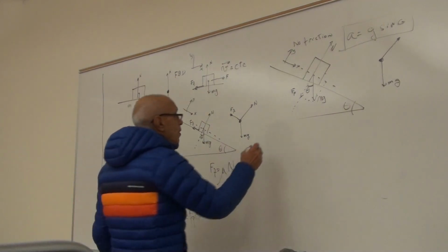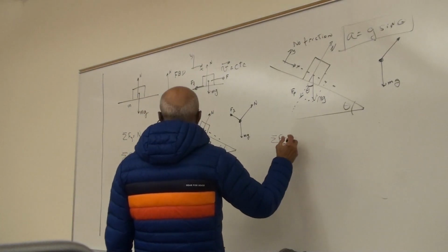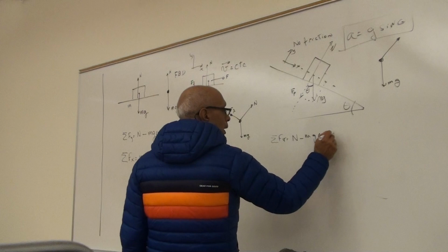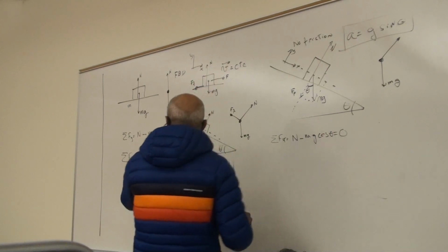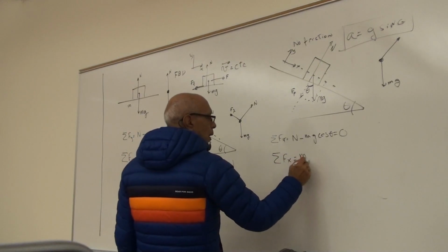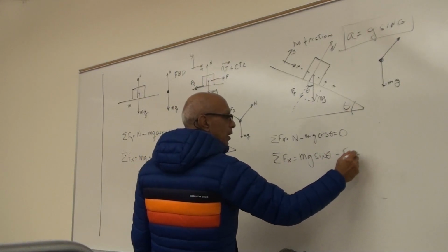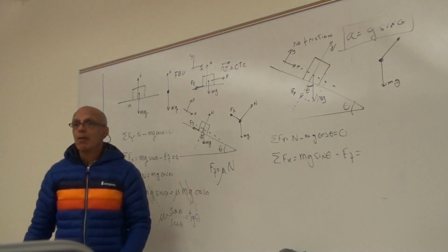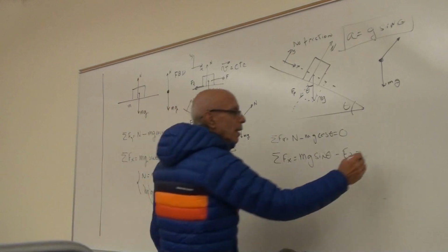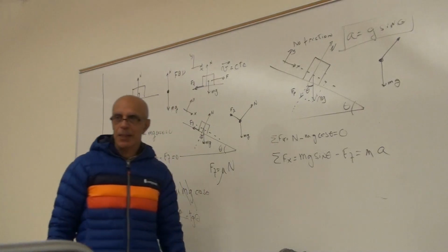So here's the same: the sum of Fy is going to be N minus mg cosine theta equals 0. Now here, the equation is going to be different. The sum of Fx is going to be mg sine theta minus f equals what? Mass times acceleration, m a. Yeah, m a. Okay, excellent.